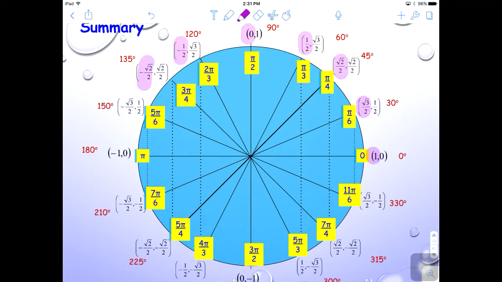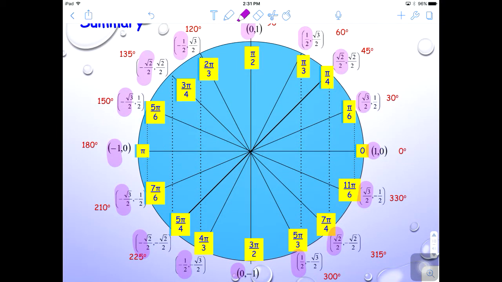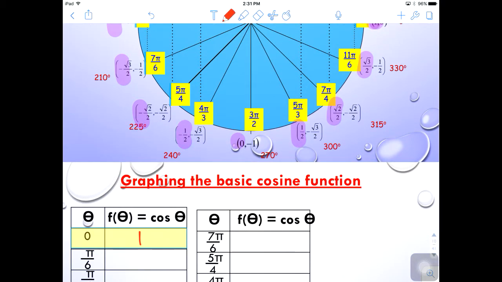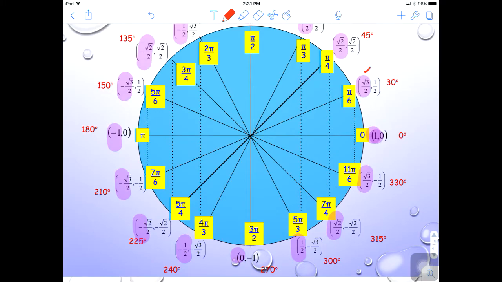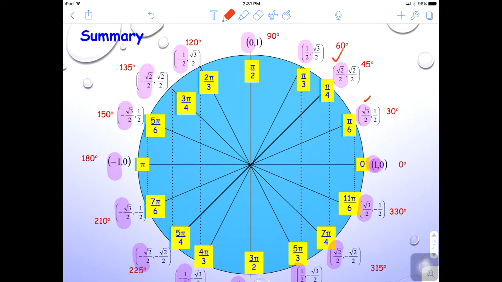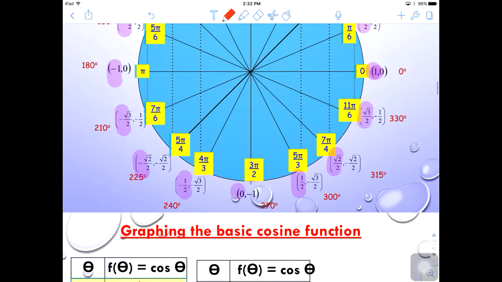So you're going to be obtaining every single one of these from the graph here and transfer it over to this chart. So starting with 0, the value of cosine of 0 is actually 1. So we're going to put 1 there. And once again, at pi over 6, it's going to be radical 3 over 2, which is 0.866. And then pi over 4 is going to be radical 2 over 2, which is 0.707. And so again, you find the same pattern.